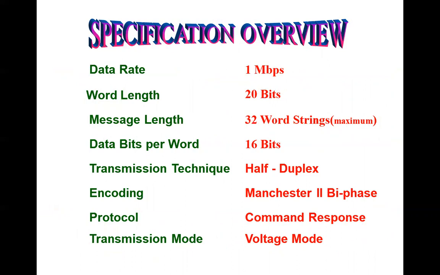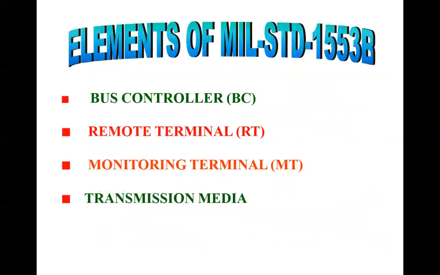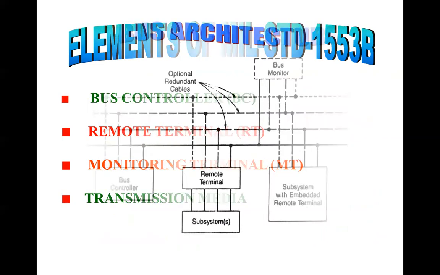Encoding: Manchester bi-phase encoding is used. Protocol: command response protocol is used. Voltage mode transmission mode is used here. So elements of MIL STD 1553B are bus controller, remote terminal, monitoring terminal, transmission media.